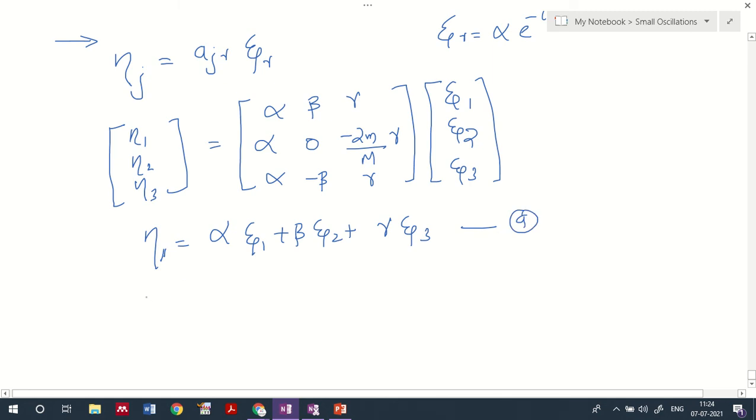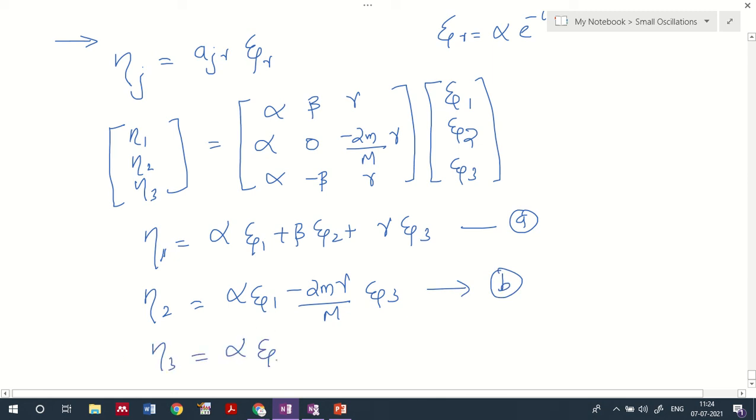So equation number A, and zeta 2 equal to alpha epsilon 1 minus 2m gamma by capital M, as equation B. Then we'll have eta 3 equal to alpha epsilon 1 minus beta epsilon 2. So you have to follow me, otherwise you'll be in confusion. So keep following me, and it will be equation number C.